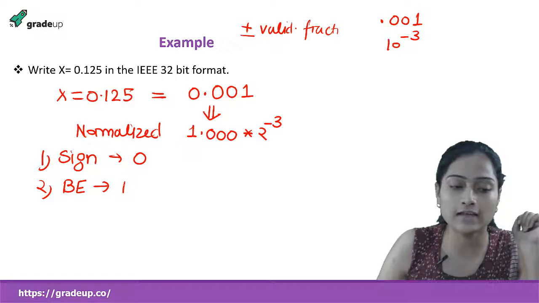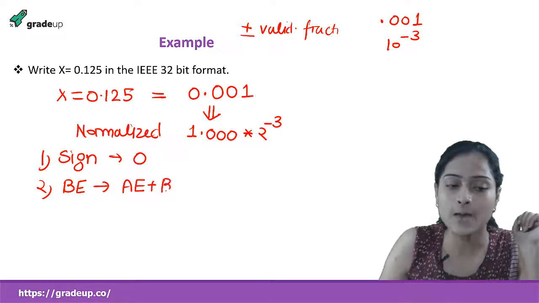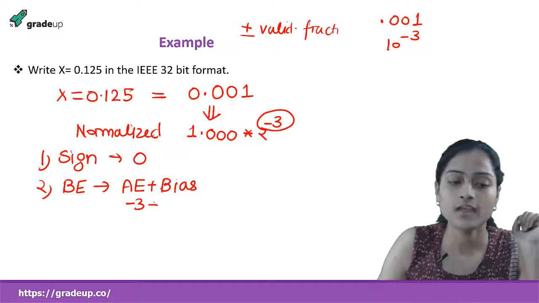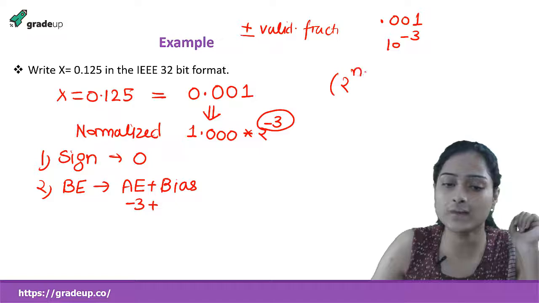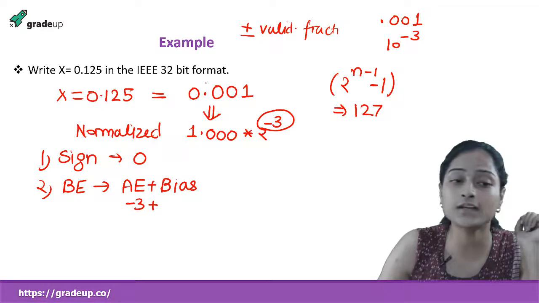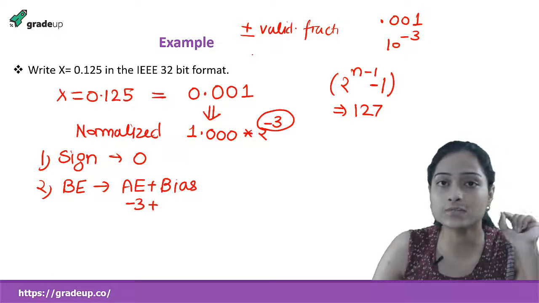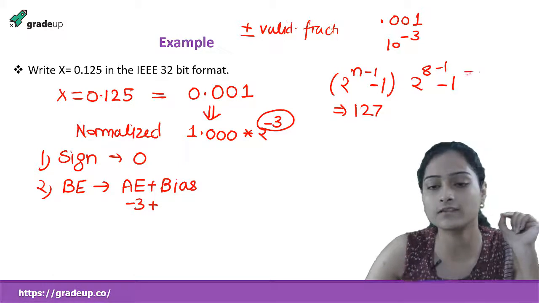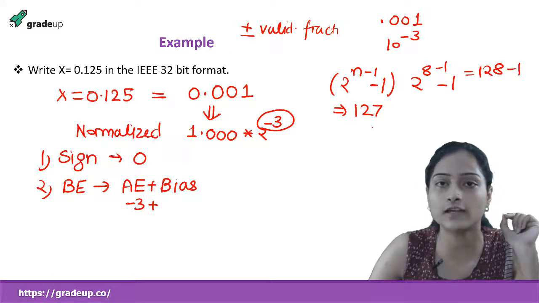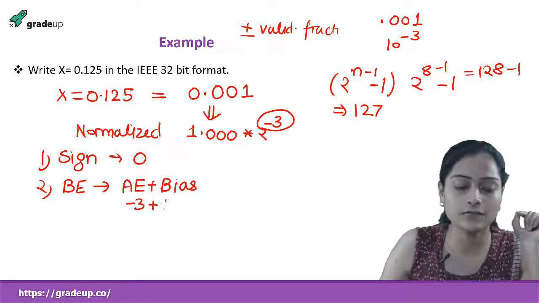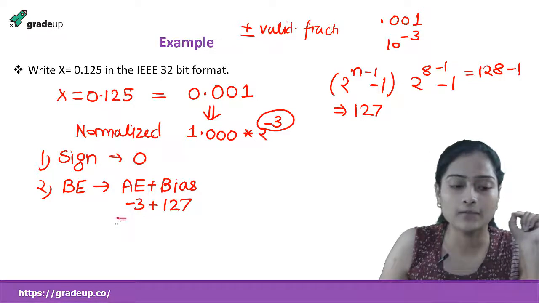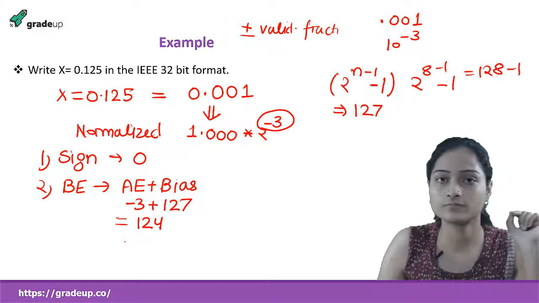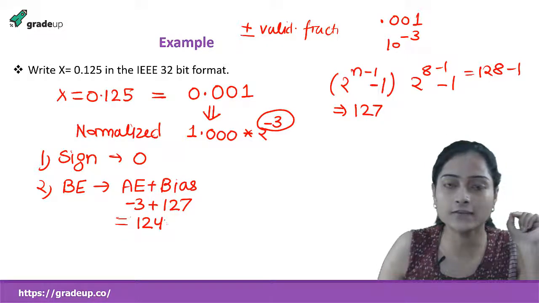Biased exponent was calculated as actual exponent plus bias. Here actual exponent is minus 3 and the value of bias will be 2 raised to power n minus 1, minus 1, which is 127, because for 32-bit format your biased exponent field has 8 bits, which is 2 raised to power 8 minus 1, minus 1, that is 128 minus 1, which is 127. So you will add 127 over here. It will be 124. Now represent it in the form of binary.